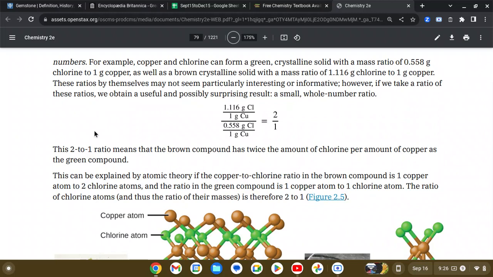For example, copper and chlorine can form a green crystalline solid with a mass ratio of 0.558 grams of chlorine to 1 gram of copper, as well as a brown crystalline solid with a mass ratio of 1.116 grams of chlorine to 1 gram of copper. These ratios by themselves may not seem particularly interesting or informative. However, if we take a ratio of these ratios, we obtain a useful and possibly surprising result, a small whole number ratio.